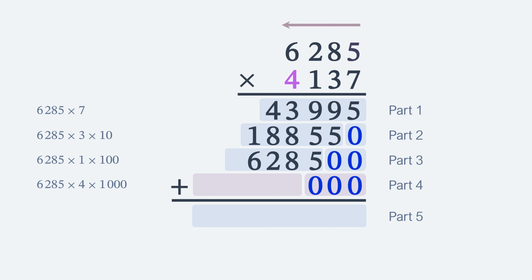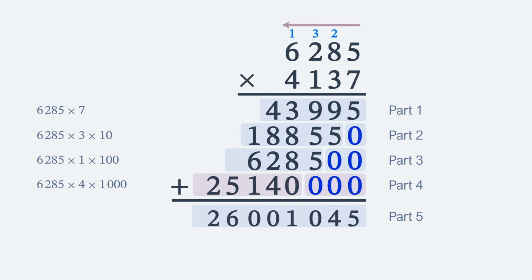So, after we've multiplied the first, second, and third bottom digit by each digit of the top number, just like we did before for the 3-digit bottom number, we multiply the fourth bottom digit, which is in the thousands place, by each digit of the top number, starting with the ones place and moving to the left. Then we add these four numbers together and get the final answer.